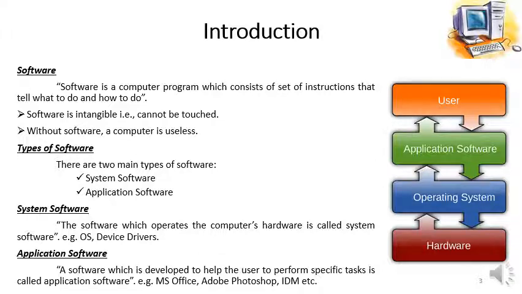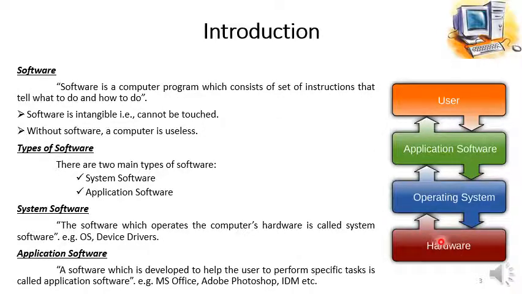Here in this diagram, if we divide the computer system into different layers, then it may look like this. At the bottom we have the hardware, and on top of the hardware we install the operating system, which gives life to this hardware, or brings this hardware to life and makes it able to operate.